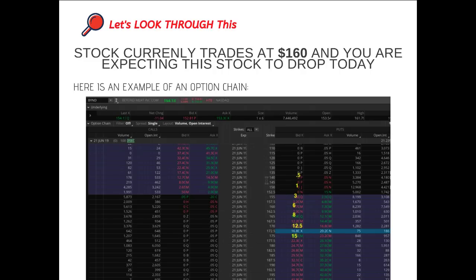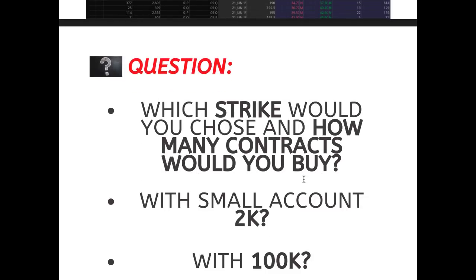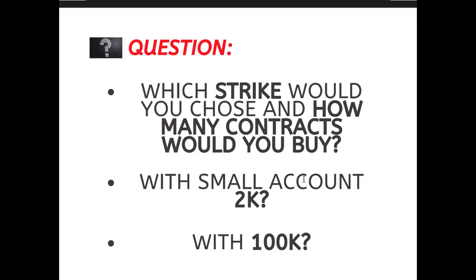Okay, 50 cents. These 140 strikes, 50 cents. I can buy 20 of them. Forget this. Who in the hell would want to buy this 175 strike? It costs me $1,500 for one. I mean, who would want to do this? This makes no sense. I can buy 20 of these 140s for just 50 cents. I like that a lot. So the question is this: which strike would you choose, and how many contracts would you buy with the small $2,000 account?